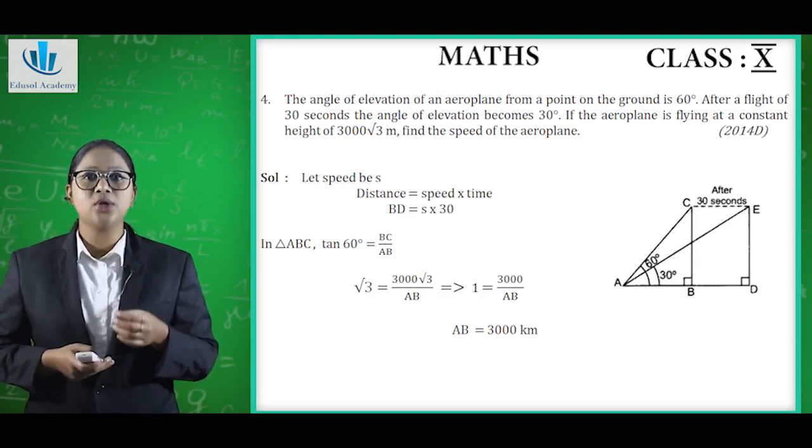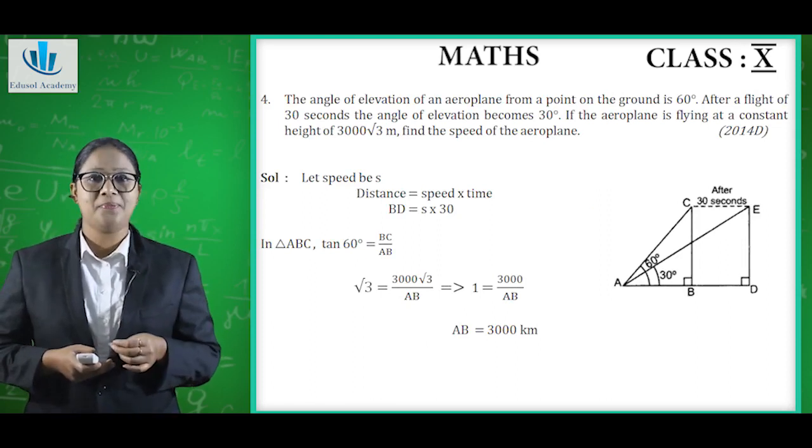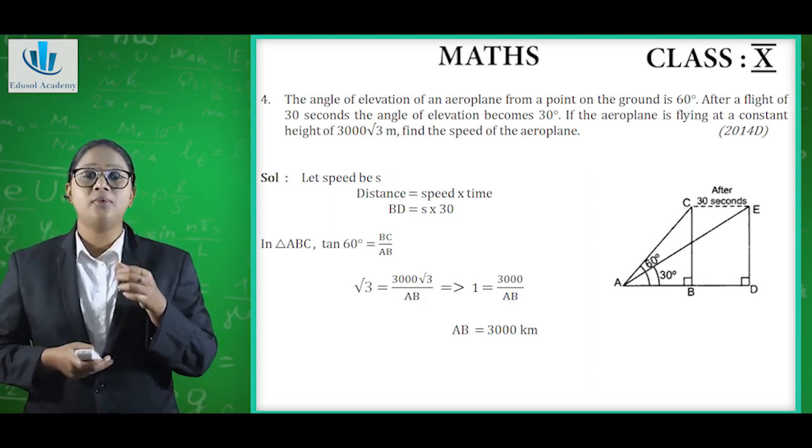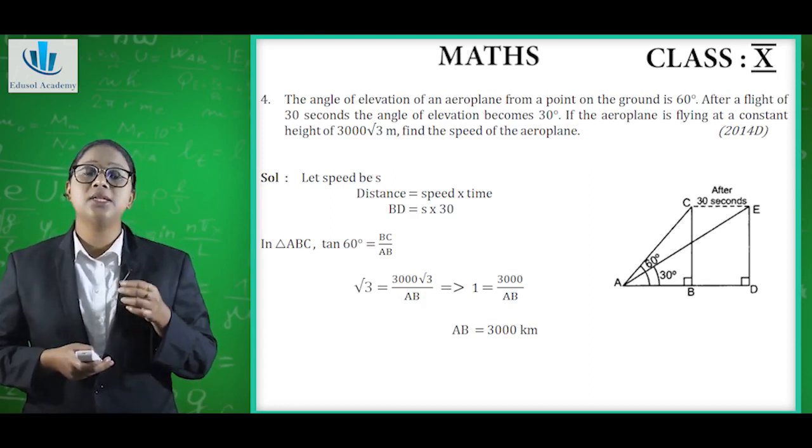The angle of elevation of an airplane from a point on the ground is 60 degree. After a flight of 30 seconds, the angle of elevation becomes 30 degree.